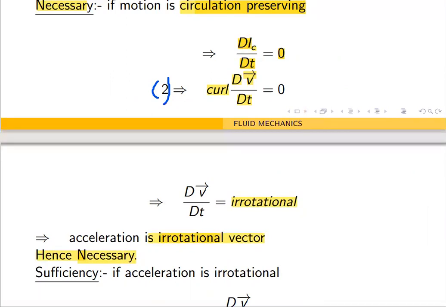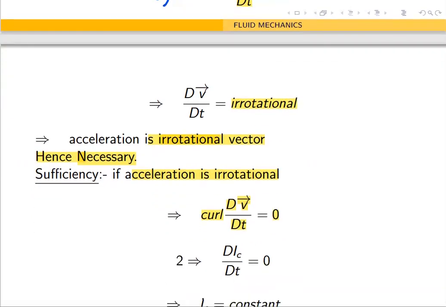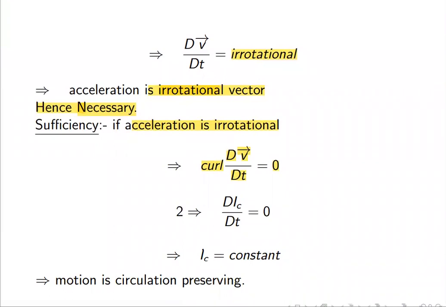Very, very easy. Now let us take up sufficiency. What is given for the sufficiency? If the acceleration is irrotational, that means curl of that acceleration is 0. Now again using equation 2, the integrand is equal to 0, so the integral will become equal to 0. And the LHS is nothing but dΓ by dt equal to 0. Whenever the material rate of change of Γ is 0, that implies Γ is constant. That is, the motion is circulation preserving. Circulation is preserved, circulation remains the same. Hence, the solution for the problem.